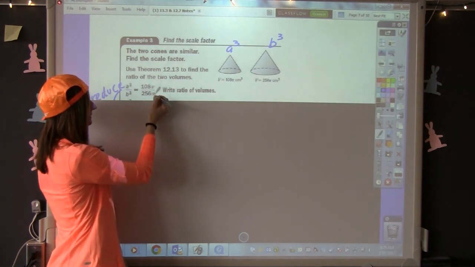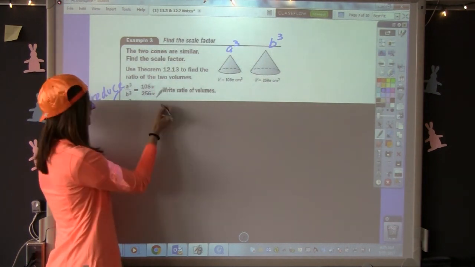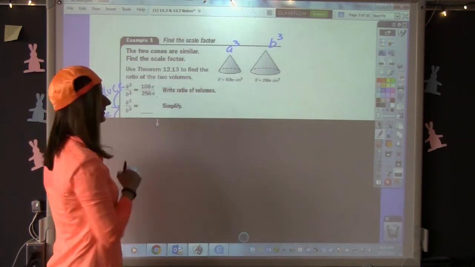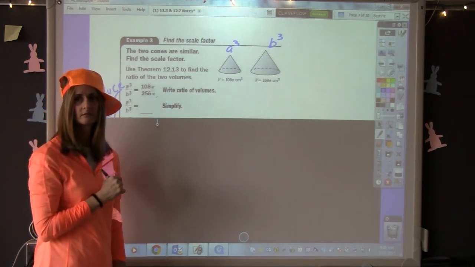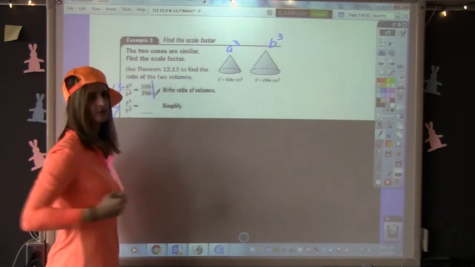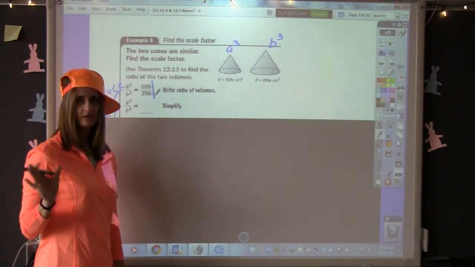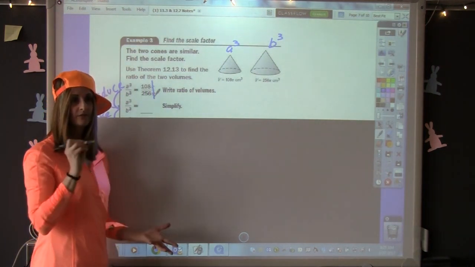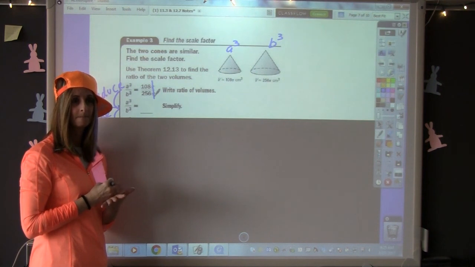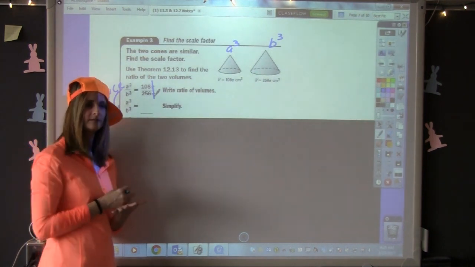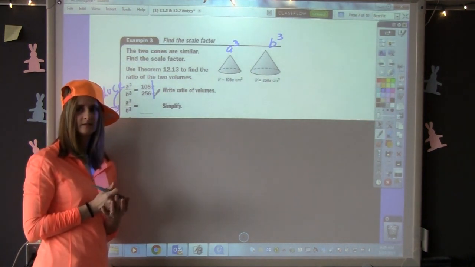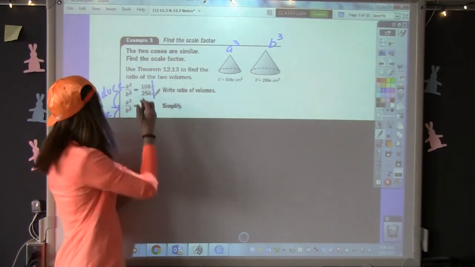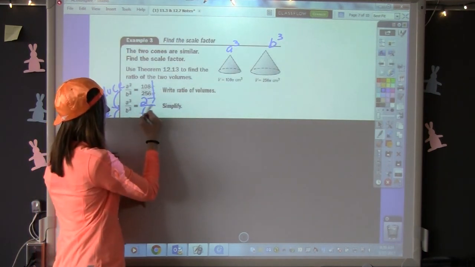Notice we've got a pi in the numerator and a pi in the denominator. Those are going to cancel. So when you simplify 108 and 256, what do you get? Do you guys have calculators? Can someone simplify 108 divided by 256, math frac, and tell me what you get? What'd you say? 27 over 64.